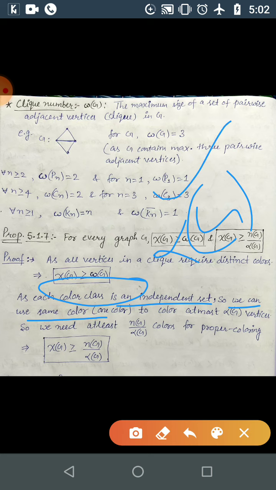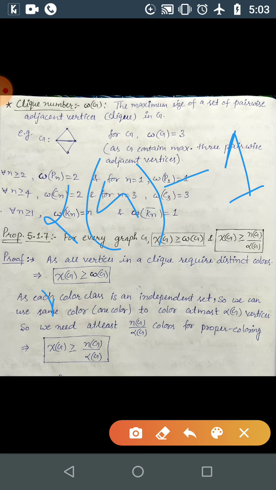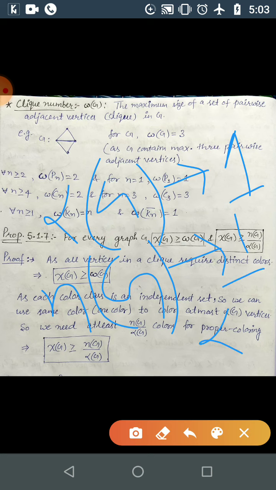So we can use one color to color at most alpha(G) vertices, correct. So at most alpha(G) vertices are colored by one color. So what about n(G)? The total number of vertices is equal to the order, so it will be colored by 1 divided by alpha(G) into n(G), correct.